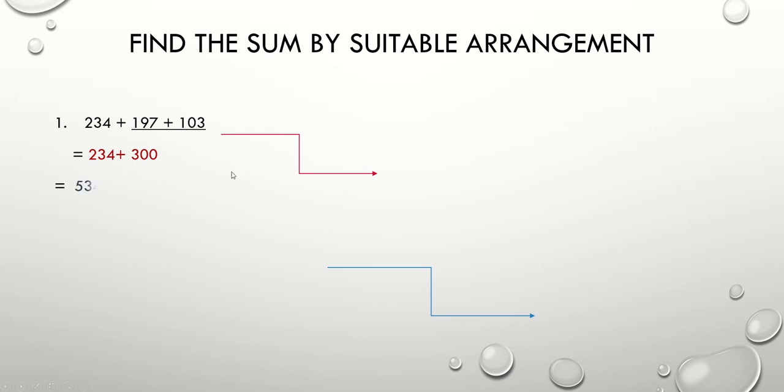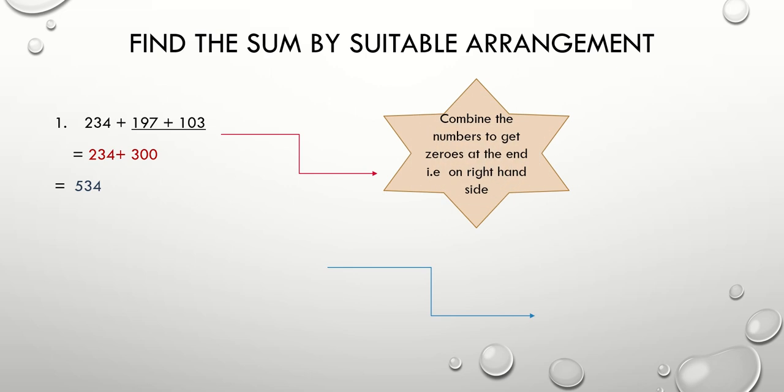So our target is to get a number of zeros at the end, that is on the right hand side. You have to club the numbers which will give you 0 at the end. Suppose you are saying, ma'am, I don't want to club these two numbers. I don't want to make a pair of 197 and 103. You are saying, ma'am, I want to club 234 and 197. No, it is not a suitable arrangement. It would be wrong. Maybe the answer would remain the same.